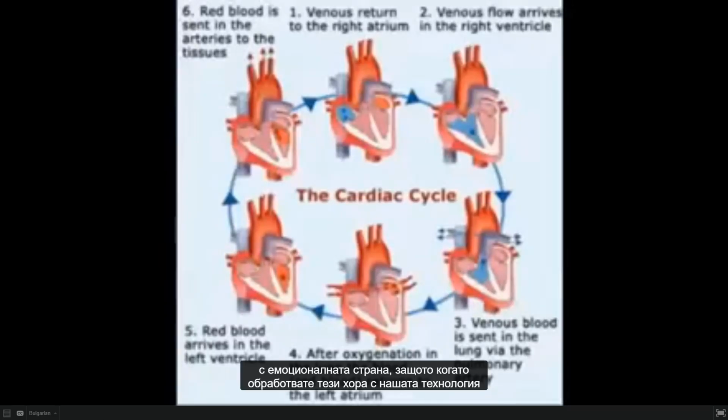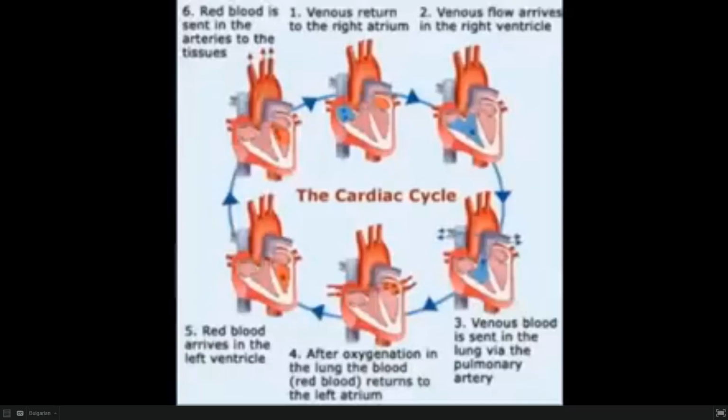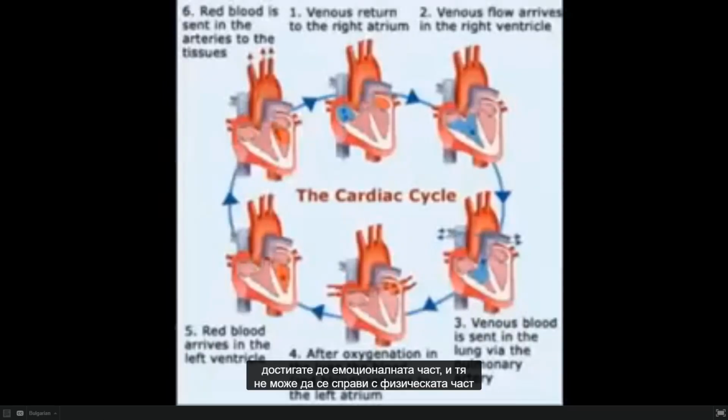So, when you process these people with our technology, you reach the emotional part but cannot handle the physical part of the heart. And then you find a problem. They have a higher heartbeat, they get excited, they have different problems. And that's why I explained this to Dr. Elia last time. Now maybe she understands why we don't accept conditions with the heart.